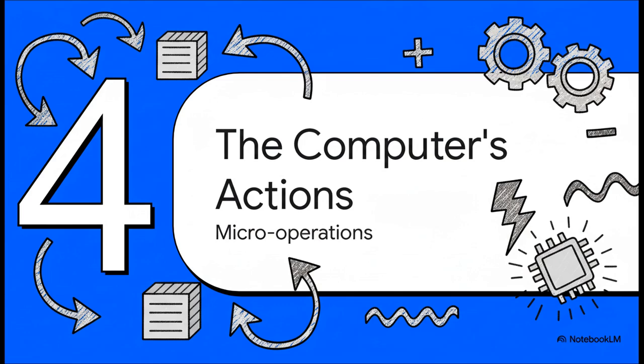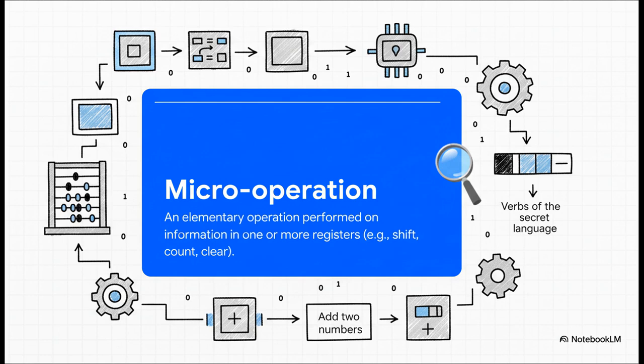So we've pretty much mastered moving data from place to place, but that's only half the story, right? Now we need to cover the second piece of the puzzle, actually changing that data. We need to look at the computer's fundamental actions. Each one of these tiny little actions is called a microoperation. And we mean micro. It's the smallest, most elementary task the processor can possibly perform.